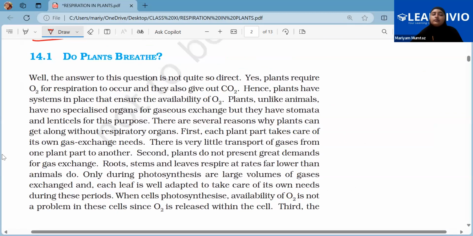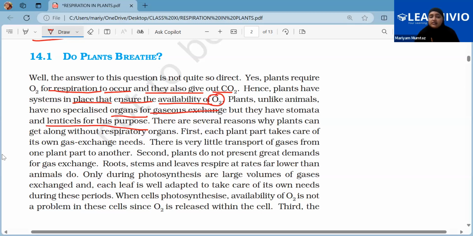Now, do plants breathe? Yes, plants require oxygen for respiration to occur, and they give out carbon dioxide. Hence, plants have systems in place that ensure the availability of O2. Plants, unlike animals, have no specialized organs for gaseous exchange, but they have stomata and lenticels for this very purpose.